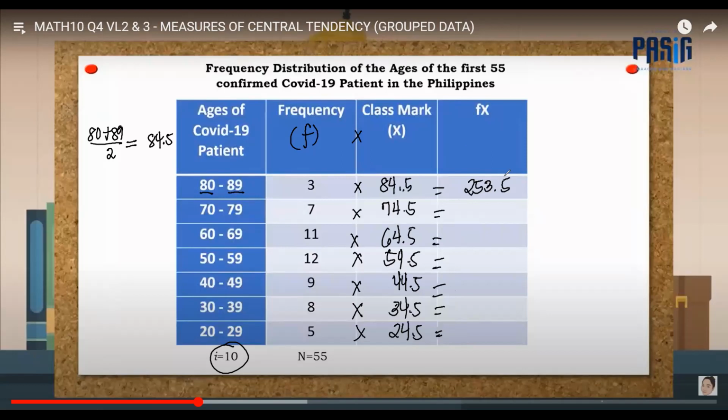Mag-report lang ako ng attendance sa inyo. Five ano nga yan? 521. Dami nag-attendance ha. Puro attendance lang.